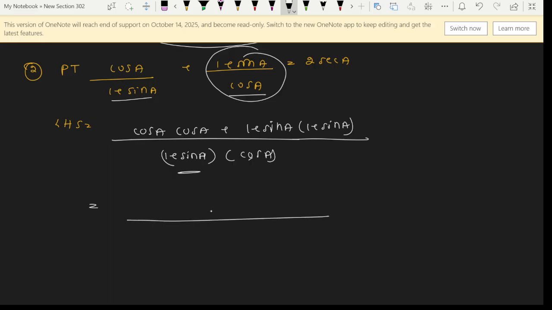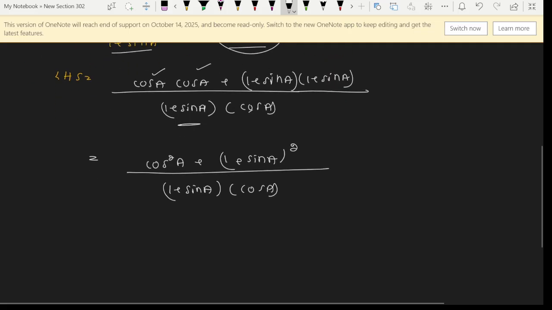So 1 plus sin A into cos A, let me keep that as it is. Simply cos A into cos A will become cos square A, plus 1 plus sin A into 1 plus sin A, 1 plus sin A whole square. Okay, I'm keeping the denominator as it is. Fine.